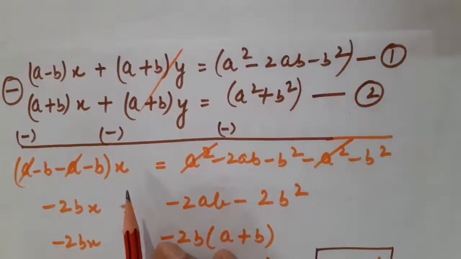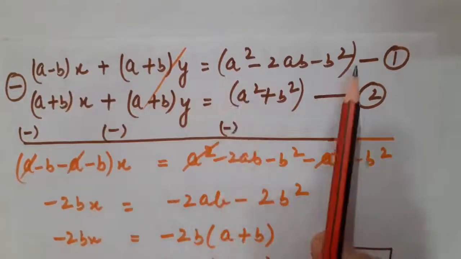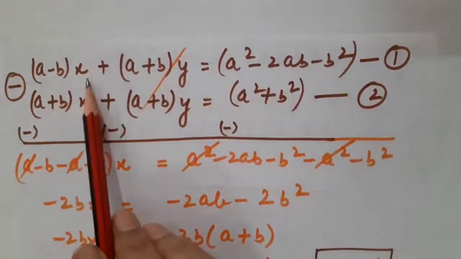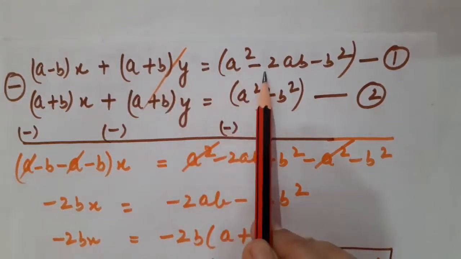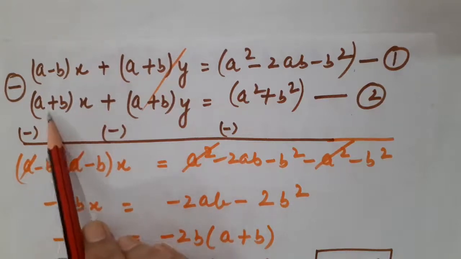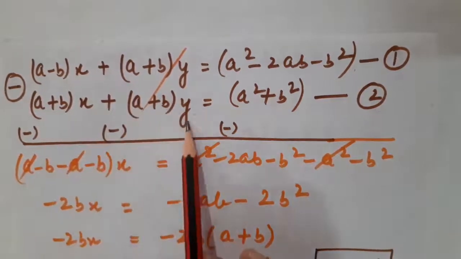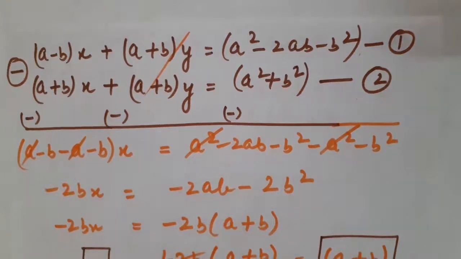Now I have written both the equations again. Please have a look. This is complete equation number 1: (a minus b) into x plus (a plus b) into y is equal to a square minus 2ab minus b square. And equation number 2 is (a plus b) into x plus (a plus b) into y is equal to a square plus b square. Any of the methods, children, you can adopt to solve it. But here I am finding the elimination method much better.